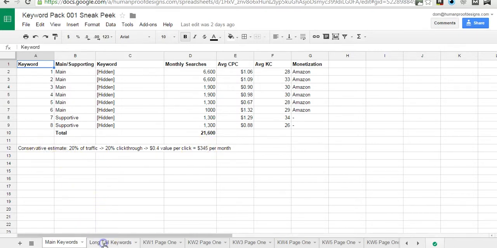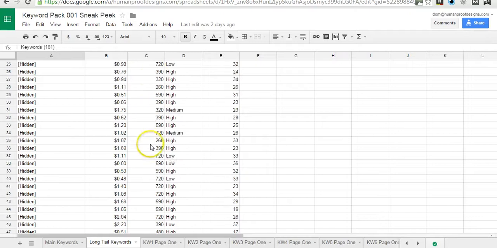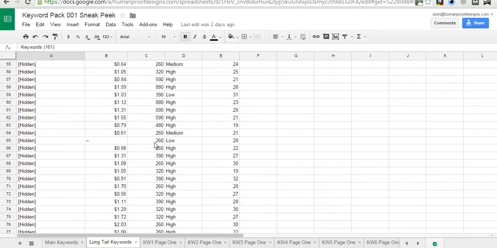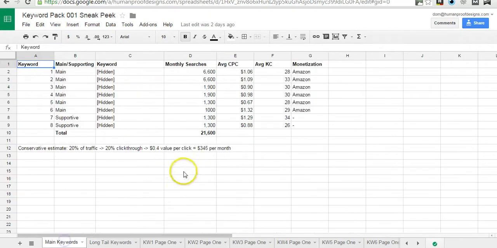And also you have 161 long tail keywords which are not included, and there's a lot of searches in these as well. In fact, there is a total of 104,000. So if you were able to use these and to funnel more traffic to Amazon, it could make you a lot more. But the whole point is we want to give you a conservative estimate so that you're not disappointed and you just have a rough idea.